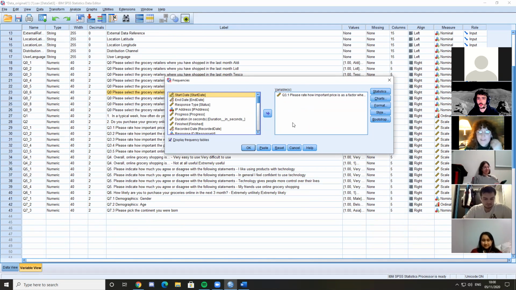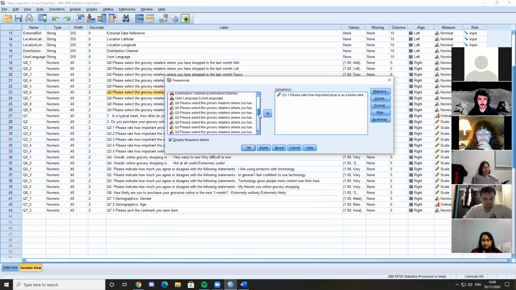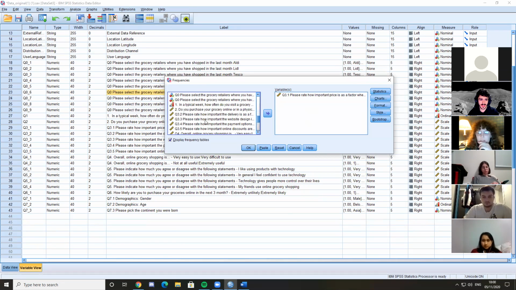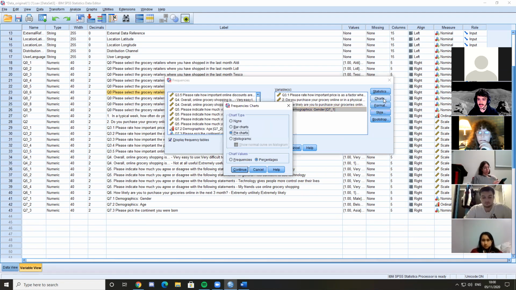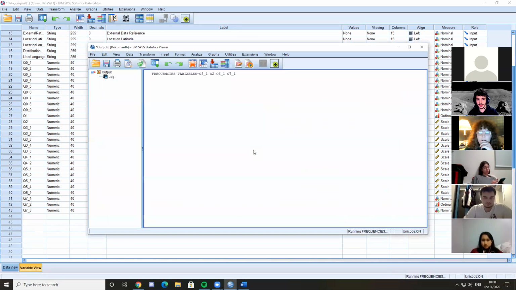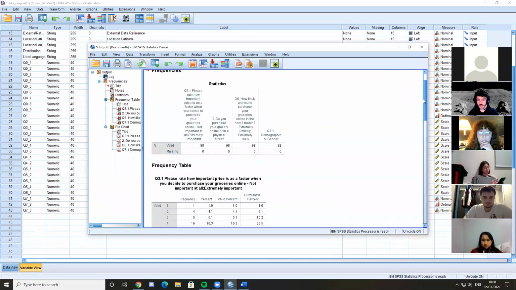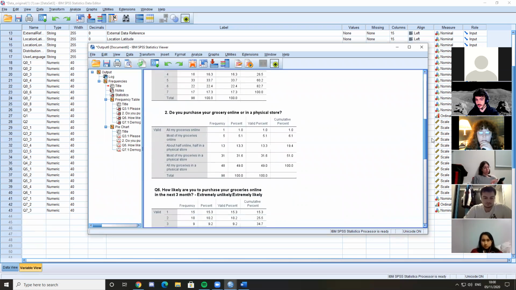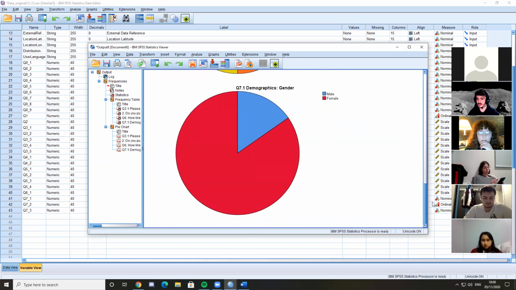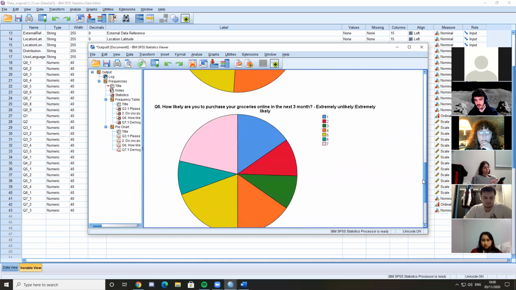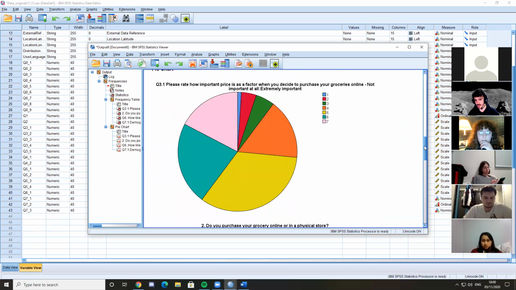And you can do multiple questions at the same time, by the way. So if I want to go with this one and this one and this one, and it's all charts, all pie charts. You can choose which one you want, by the way: pie charts, bar charts, histograms, whatever you want. Percentages or frequencies. Let's go again with percentages. There we go. This is our statistics. We go down. That's our pie charts for each of these questions: question 7, question 6, question 2, and question 1.